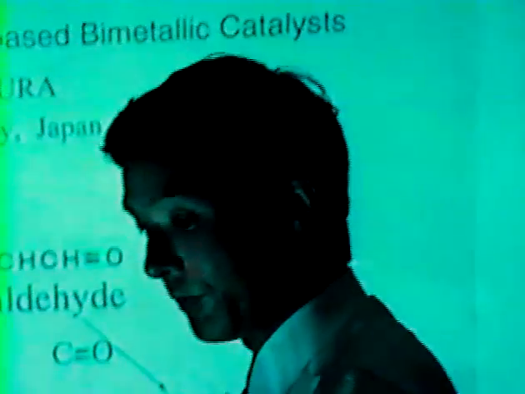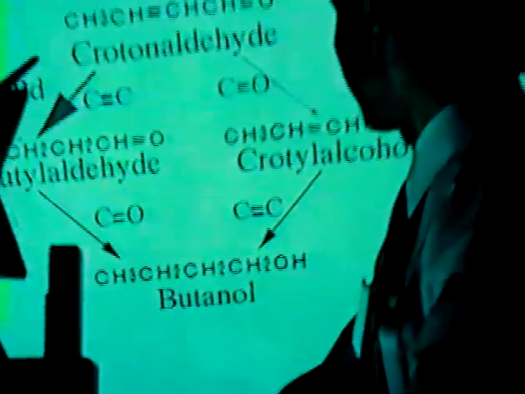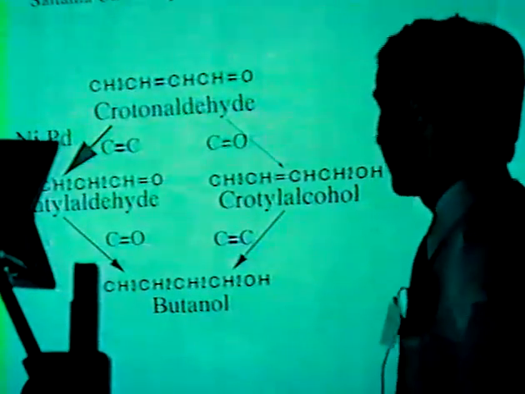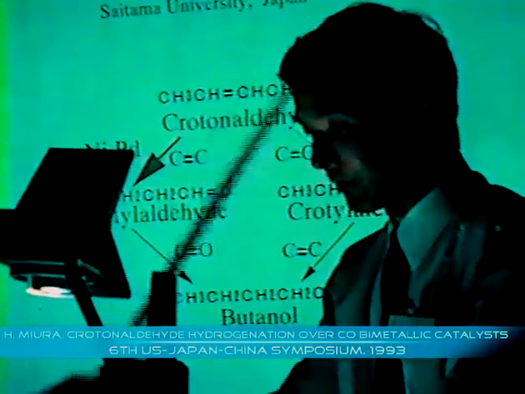Thank you, Mr. Chairman. Now, let me introduce our studies on the hydrogenation of crotonaldehyde. Crotonaldehyde is an unsaturated aldehyde and has a C=C double bond as well as a C=O double bond.